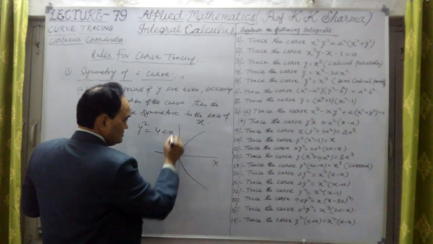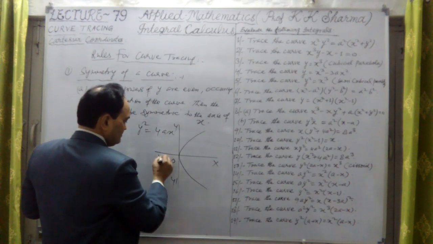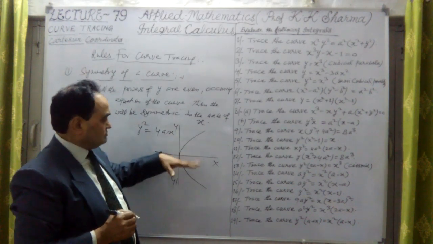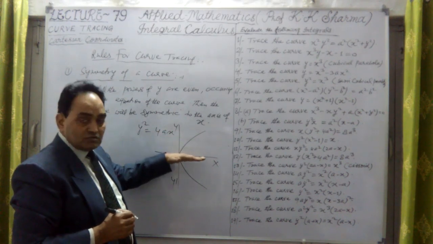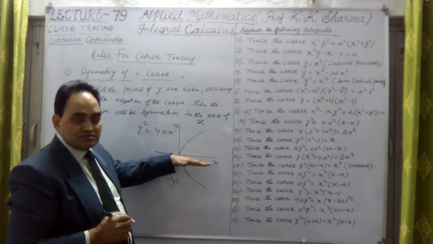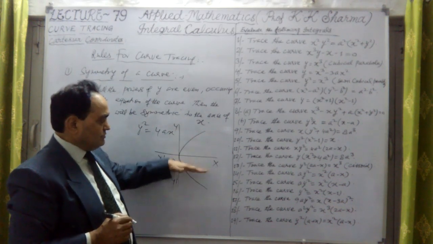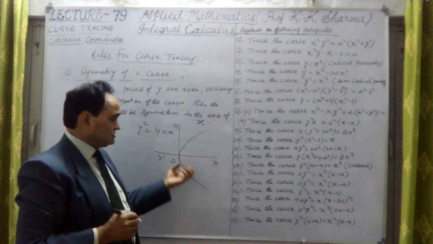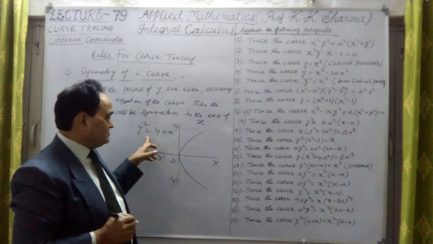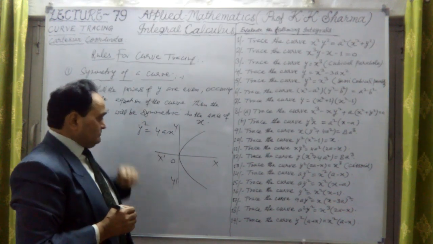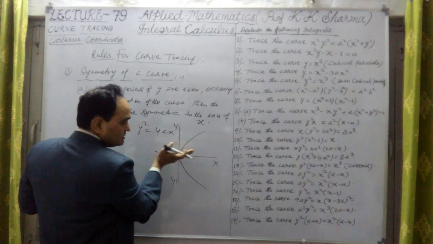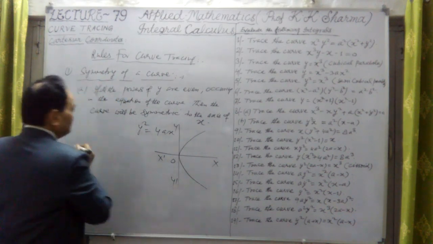Symmetric means it has a similar shape on both sides of the x axis, I mean above and below the x axis. This is known as symmetric. If y squared is there, or y has even powers, but x does not, in this case the curve will be symmetric to the axis of x. Okay. Second case, B.